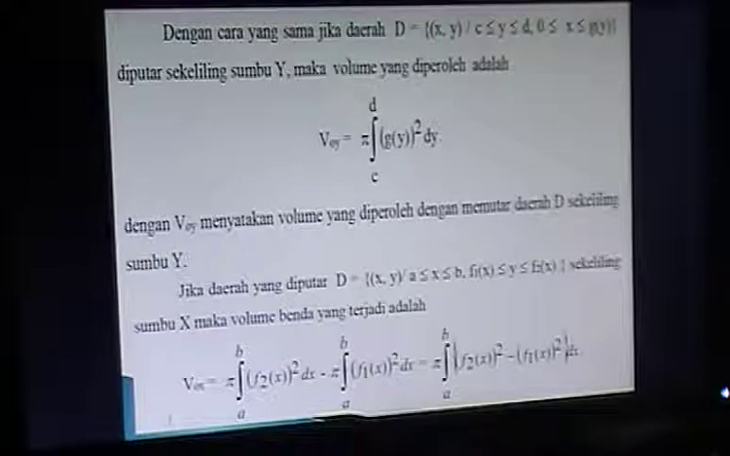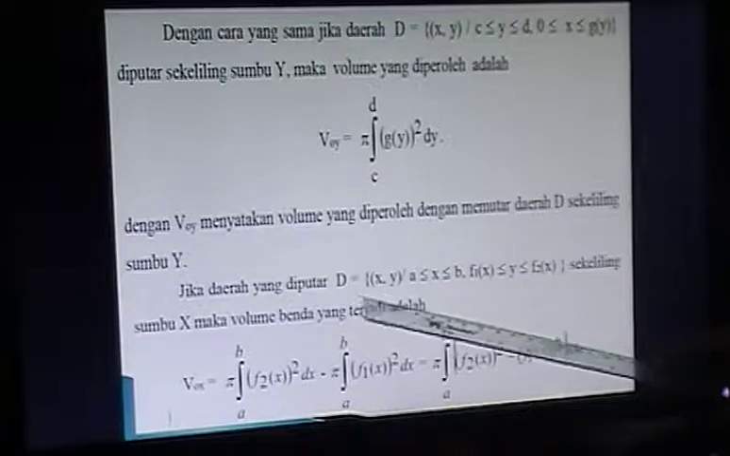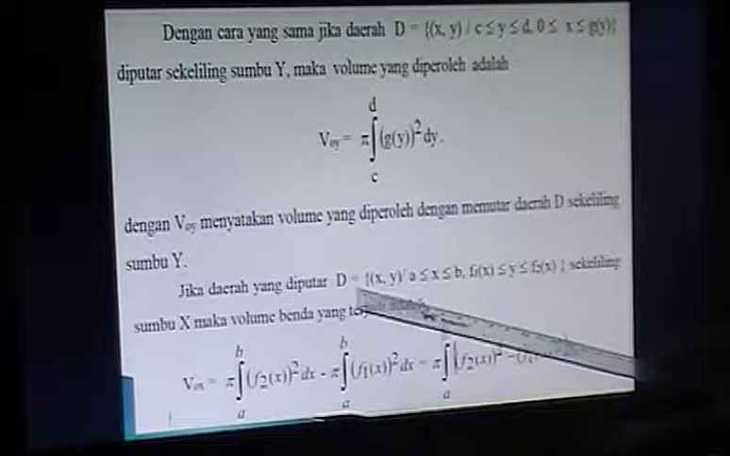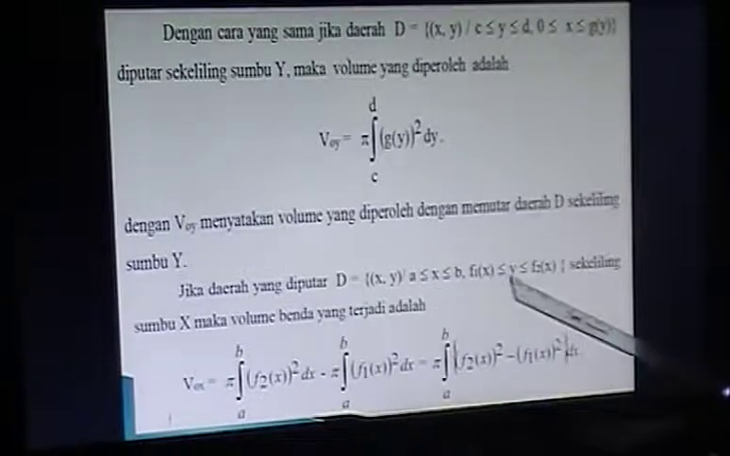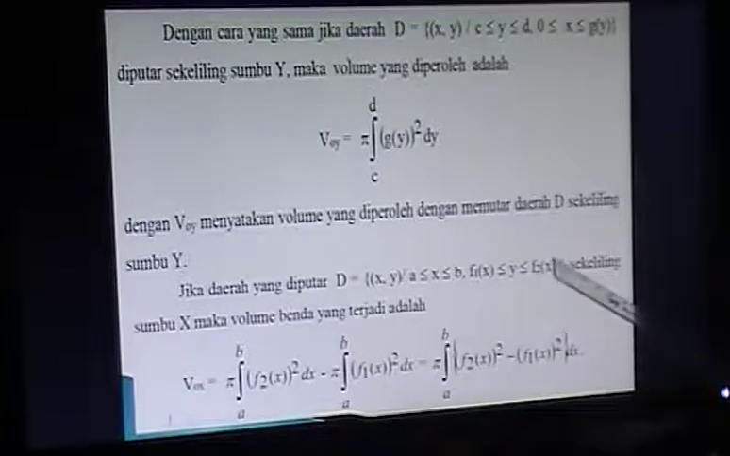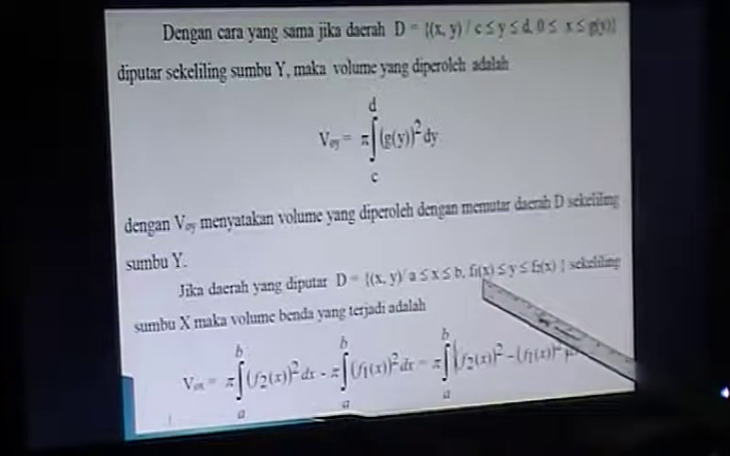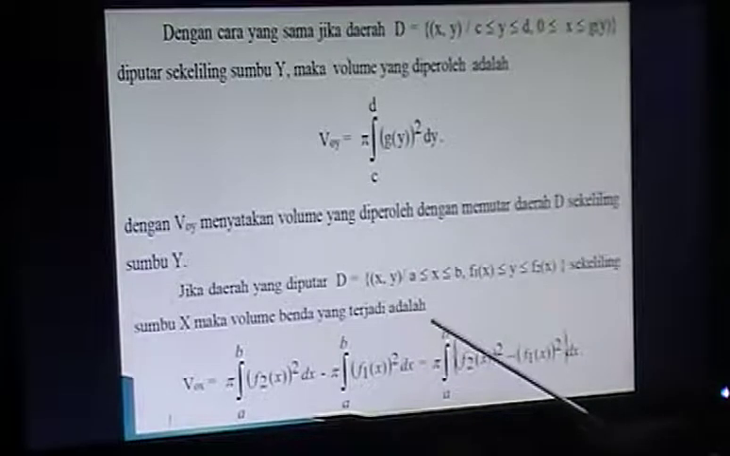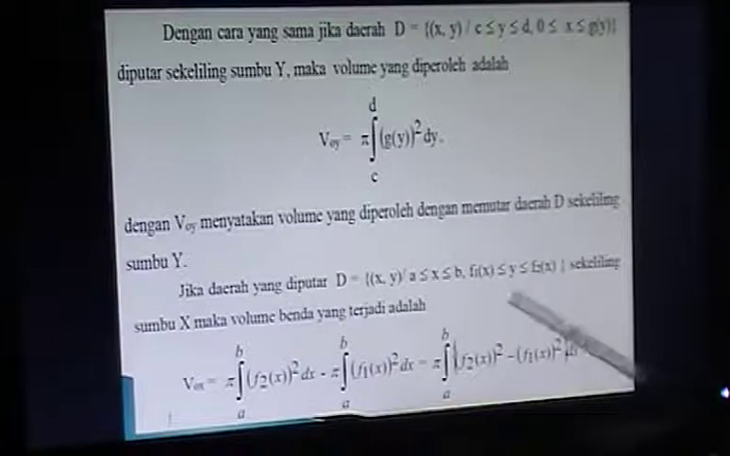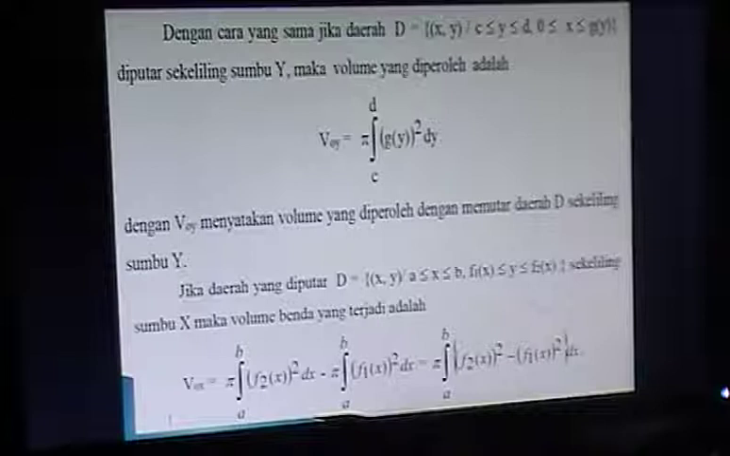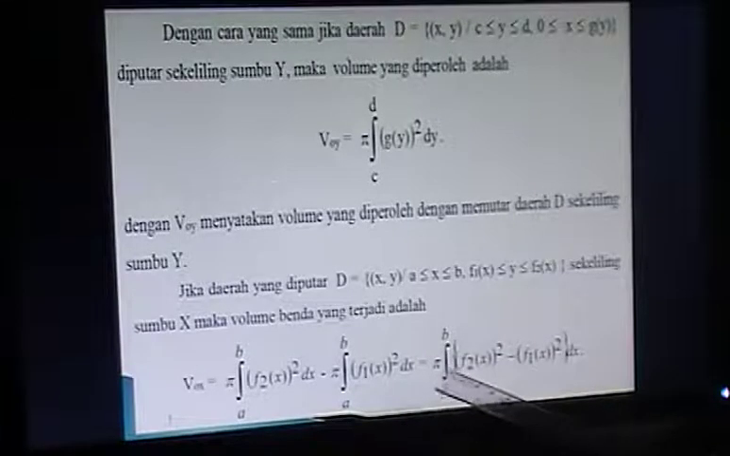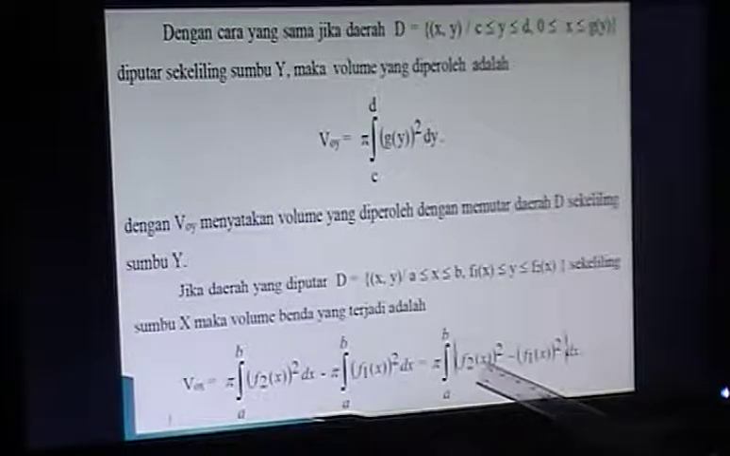Of course, by using the same argument, if the area D lies between f1 and f2, where f2(x) is the above function and f1(x) is the below function, so D is the area between these two functions and x is between a and b, then the volume of the solid of revolution between these two curves is equal to pi integral from a to b of f2(x) squared minus f1(x) squared. Why? Because f2 is the above function, and f1 is the below function.